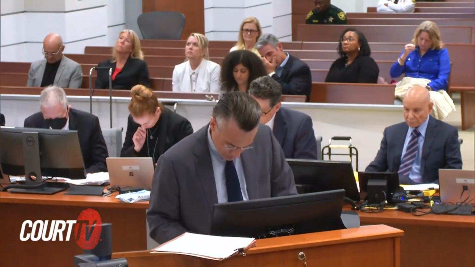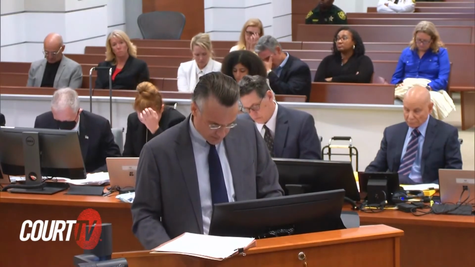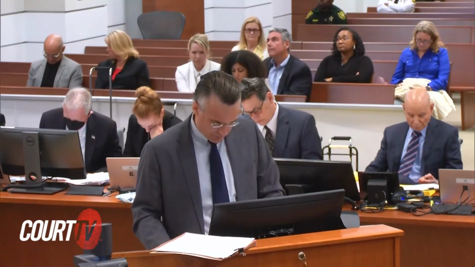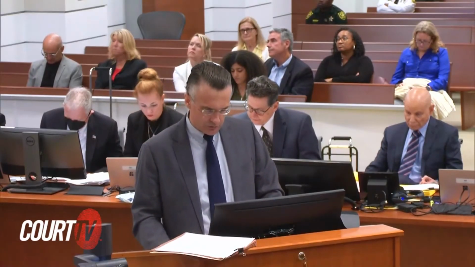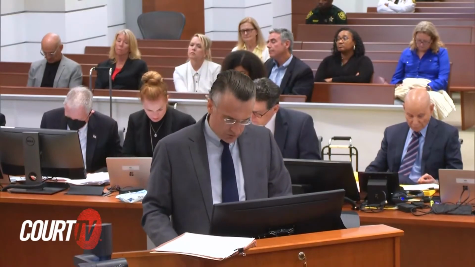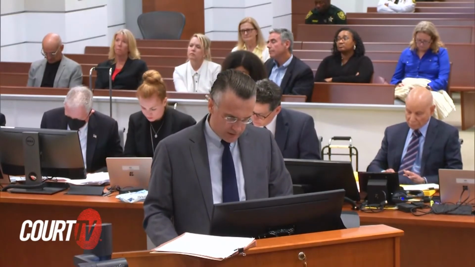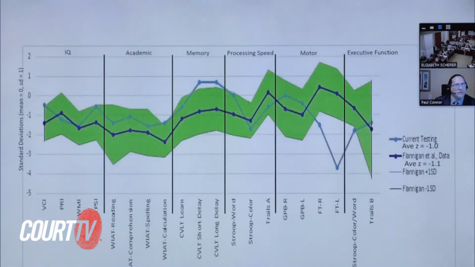Now there was a graph that I think was produced by one of the state doctors comparing Nick to individuals in the juvenile justice system. And did you review that? I did. And can you show us the graph that you made of that information? Yes. So the purple dots, this was a study from Canada of juveniles in the justice system.